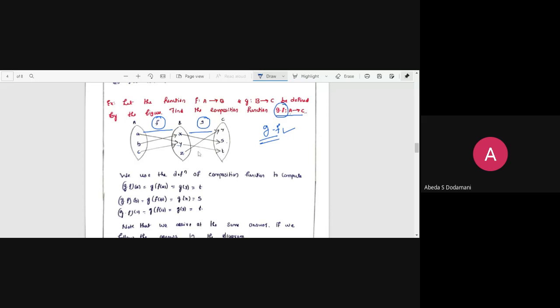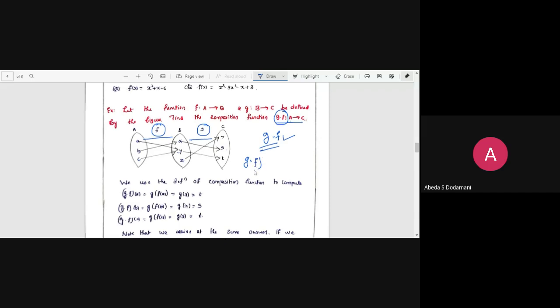Now by the definition of the composition function, g dot f of A is nothing but g of f of A. So what is f of A? You just check where A is going to. A is going to Y, so that is g of Y. Where is Y going? Y is going to T. So this is our g of f of A. For the first element, A is going to T.